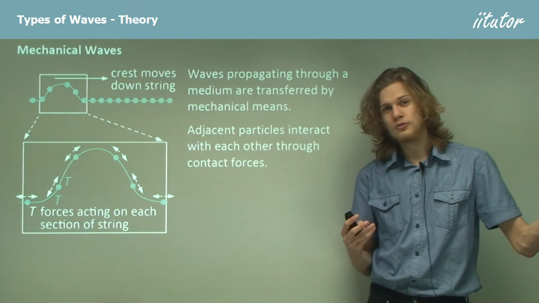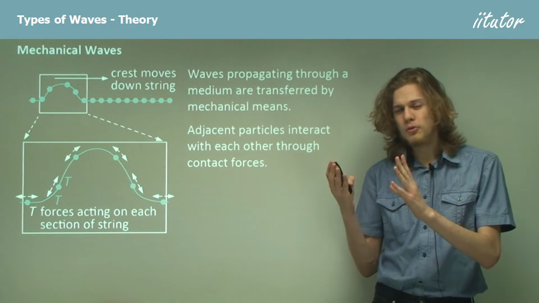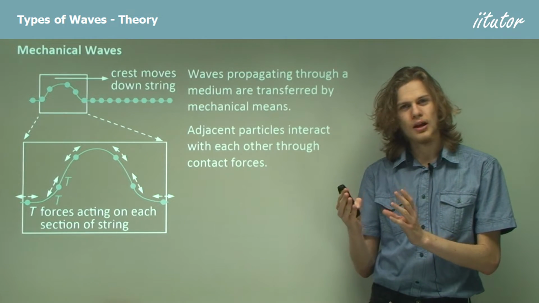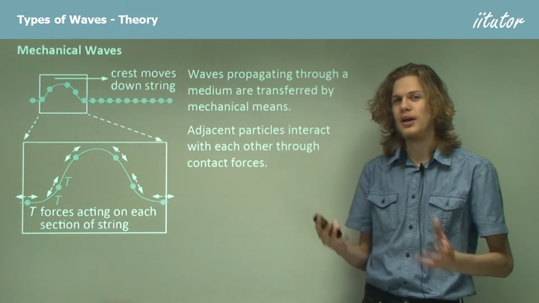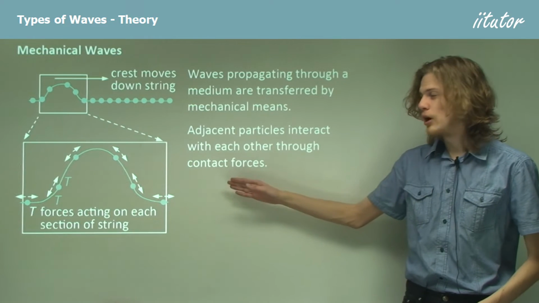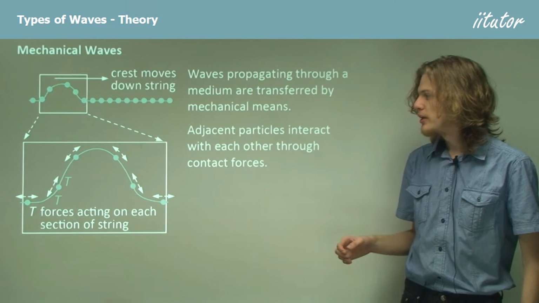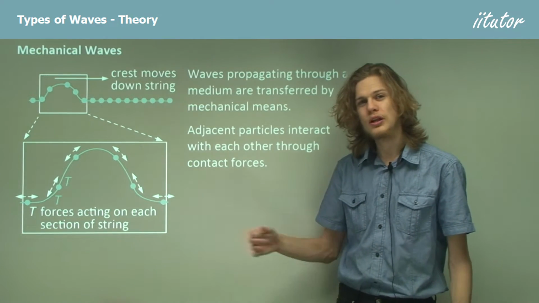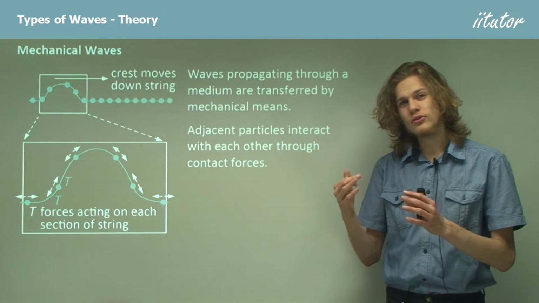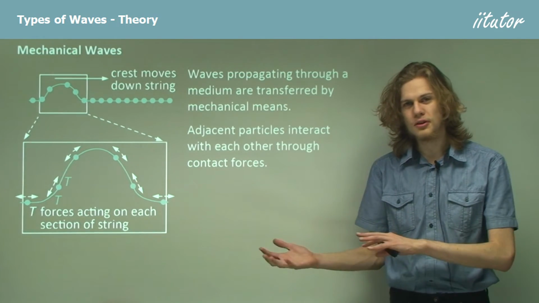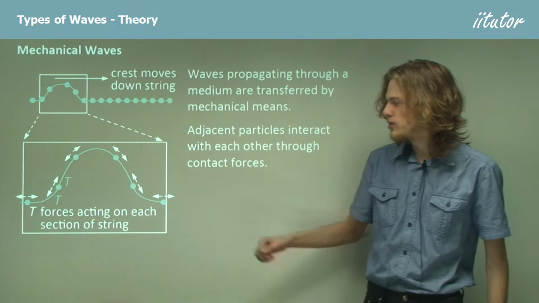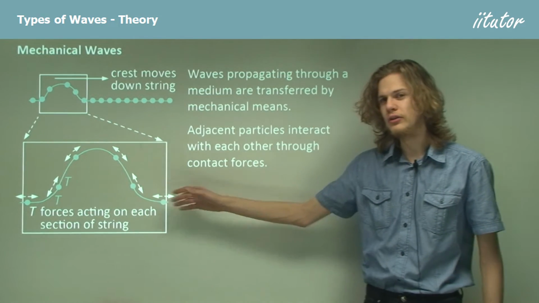So if a gas particle is vibrating left and right, then it will bump the particles to the left and right of it, and that will cause the disturbance to propagate through the gas. If we look at a wave on a string over here, we can see that the tension forces between each section of the string are what are causing the string to go up and down and cause the wave to travel across. So we can see the forces on each part of the string over here.